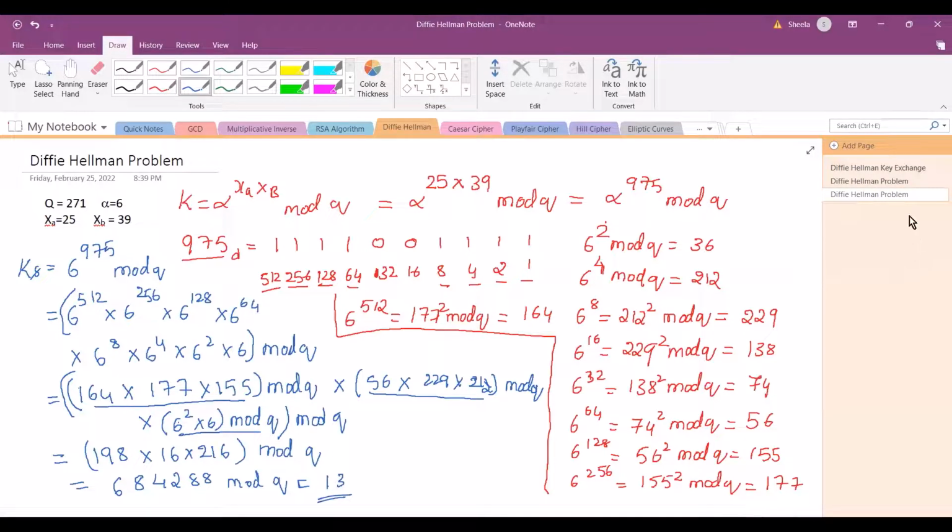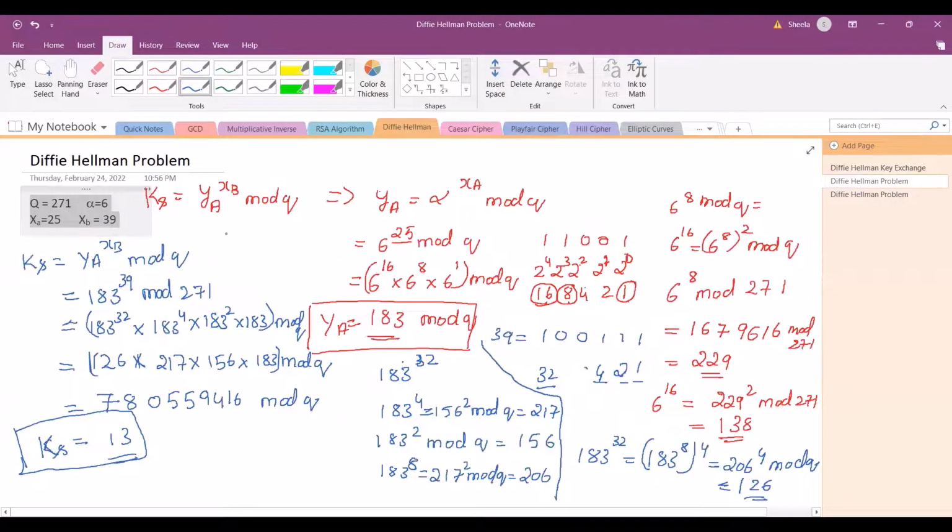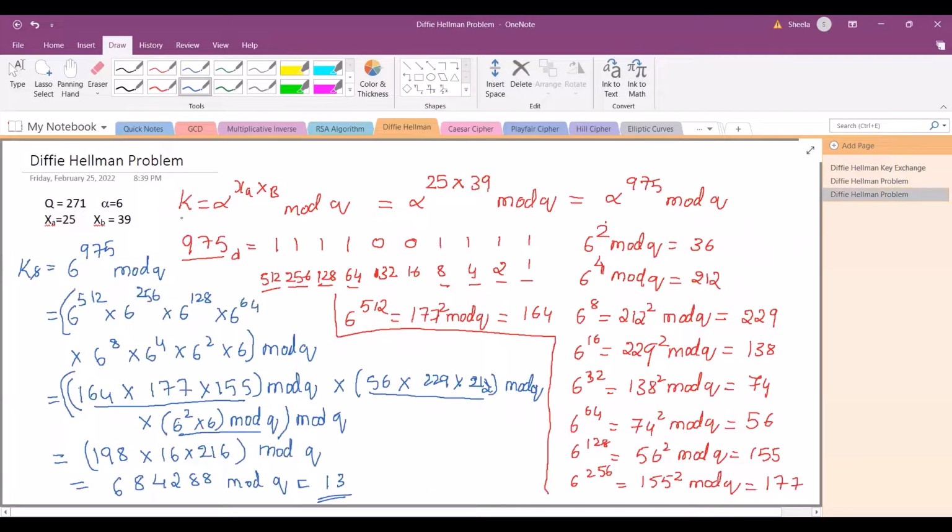So in the previous method, where I took Ks as ya to the power of xb mod q, I got the session key as 13. And in the next one, the other method, I expressed the session key as alpha to the power of xa into xb, and then found the session key. Both give the same answer, but compared to the previous method, this is going to take much time. That is the difference.